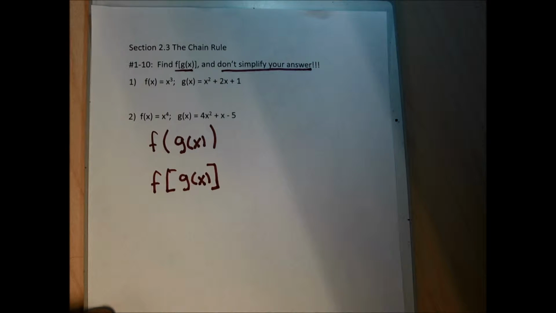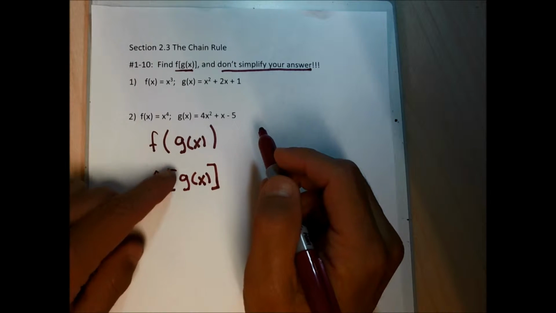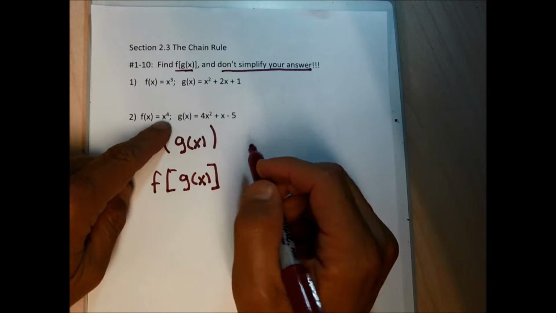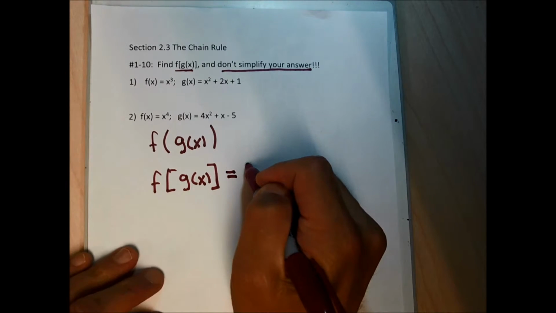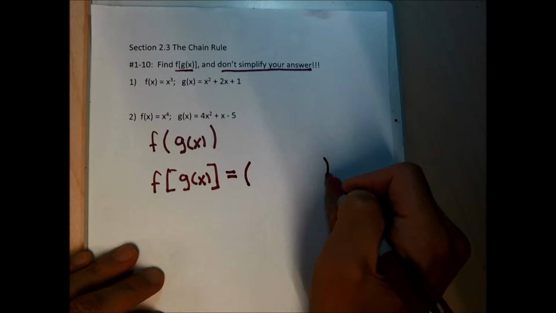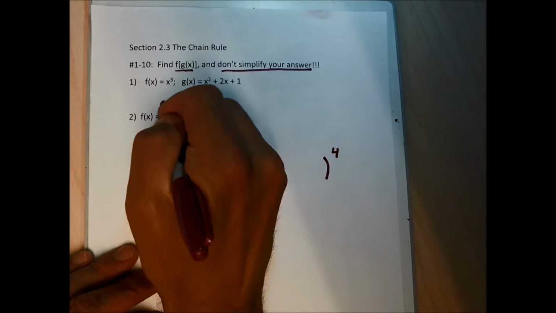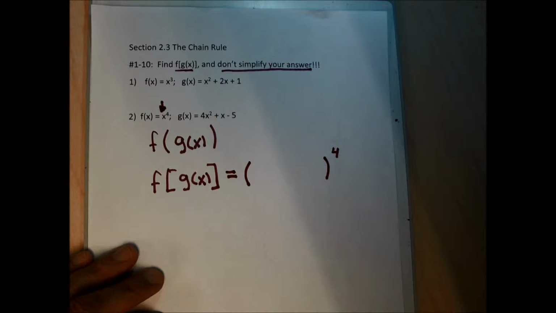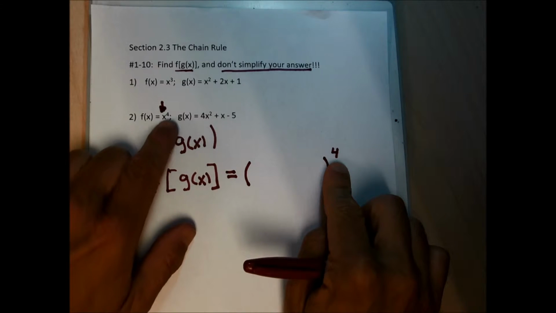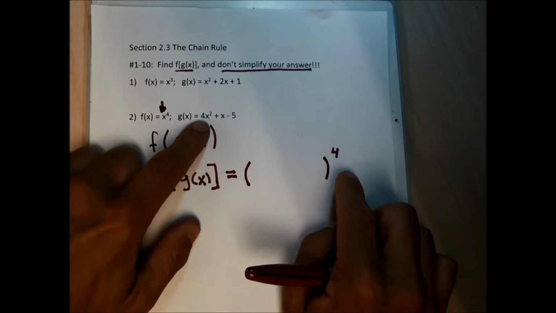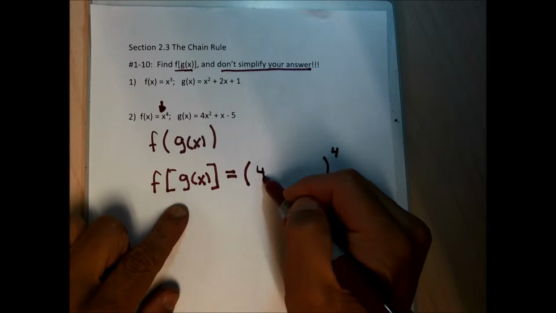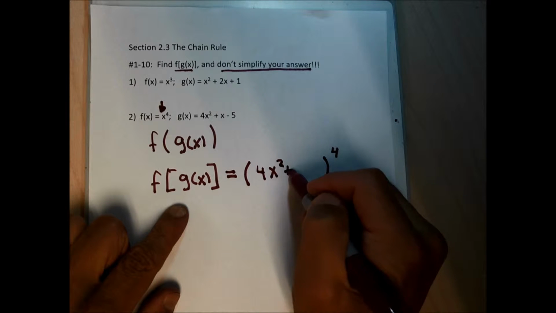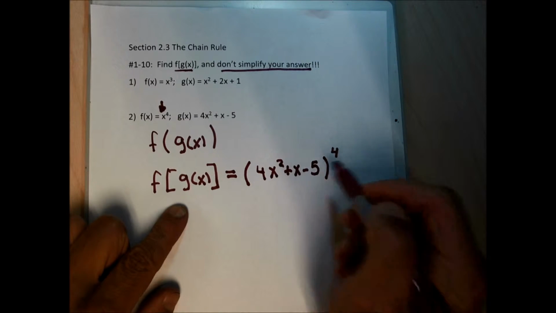What we're going to do is take the f function and replace its x with the g of x function. So the f function is x to the 4th, and I'm going to take the x from the f function and get rid of it, put a parentheses where the x was, leave the exponent that the f had outside the parentheses, and then inside the parentheses I'm going to write what the g function is. So f of g of x is going to be 4x squared plus x minus 5, all to the 4th.